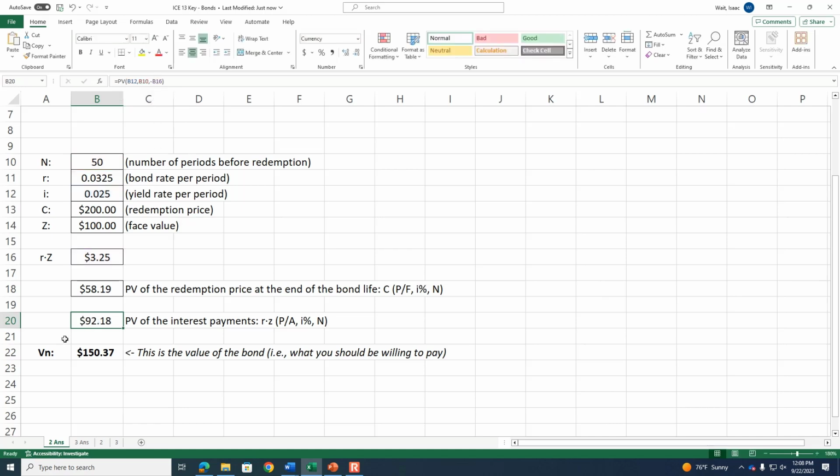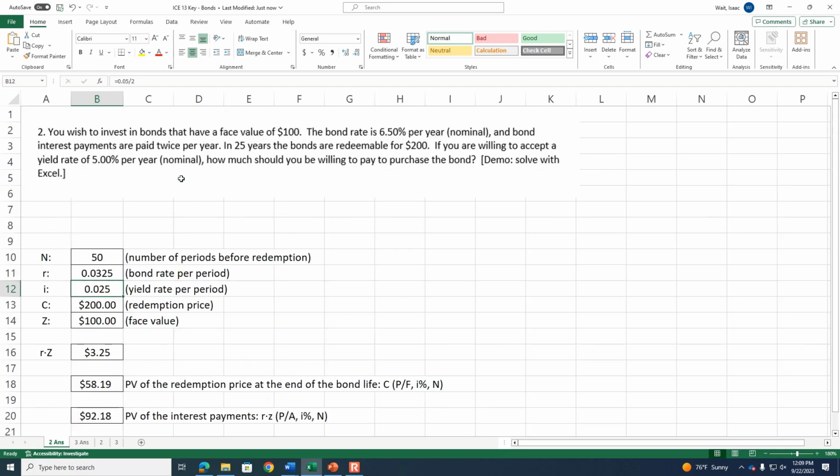So we found the two components of value, and then 150.37 is the current value of the bond if you're trying to achieve this 2.5% yield per period. So if you had different assumptions about what yield you're willing to accept, then that would increase or decrease the price that you want to pay for the bond. So does anybody have conceptual questions about bonds, or maybe about this example problem in particular?